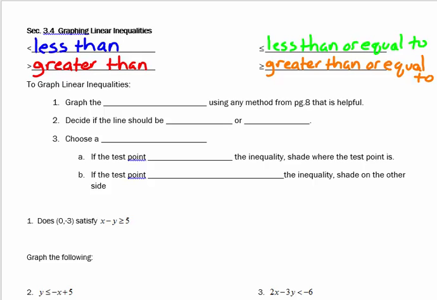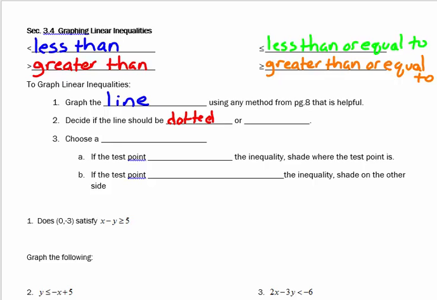So first things first, to graph the linear inequality, the first thing you want to do is graph the line using any method from page 8. For example, table method, slope-intercept form, or finding the intercepts. Next, you need to decide if the line should be dotted or solid.